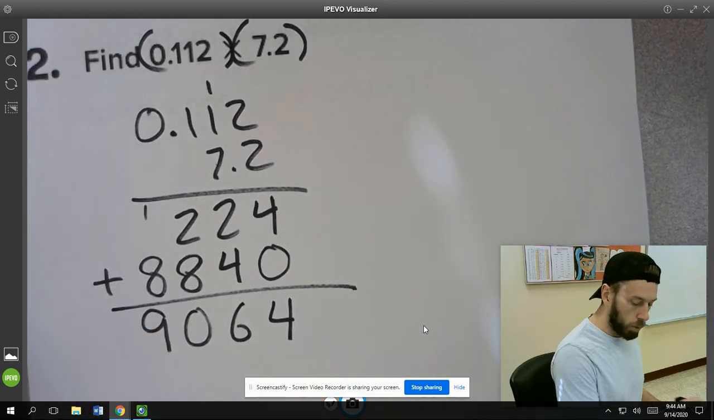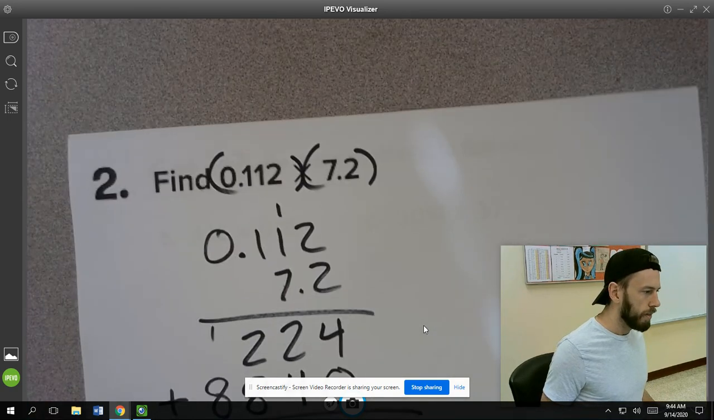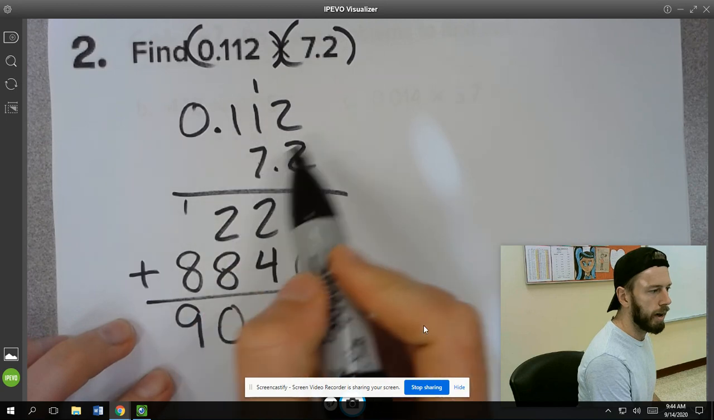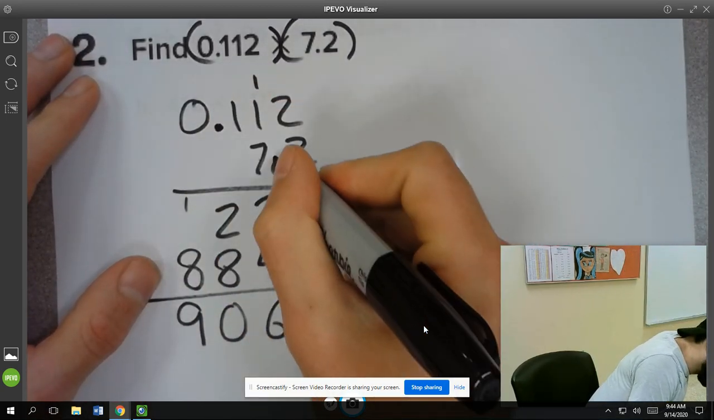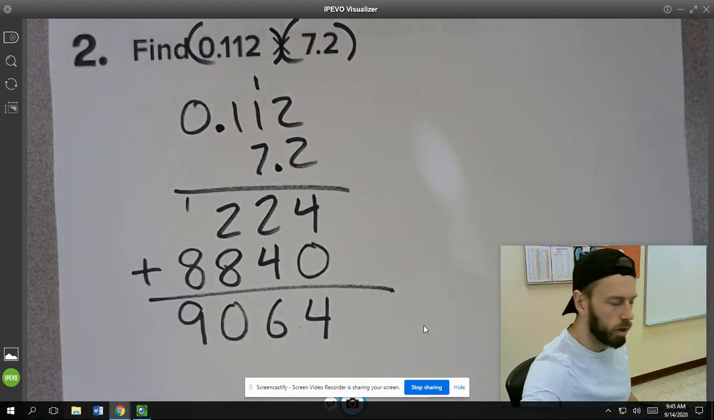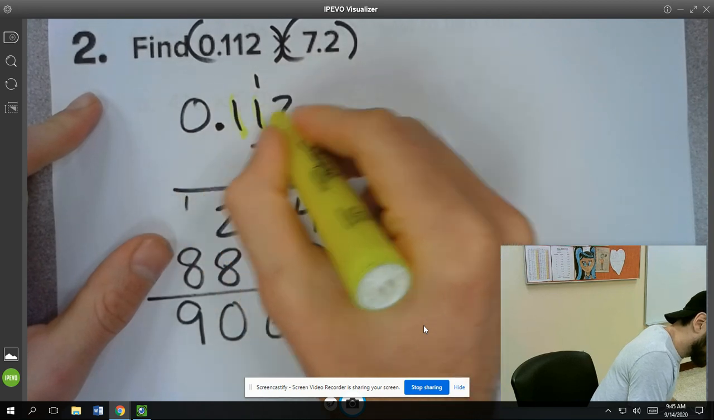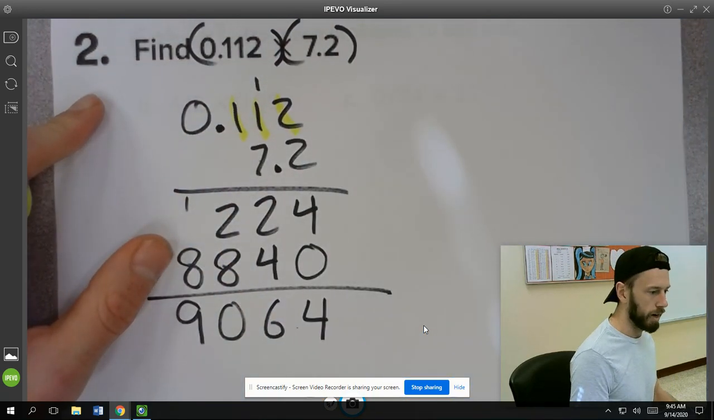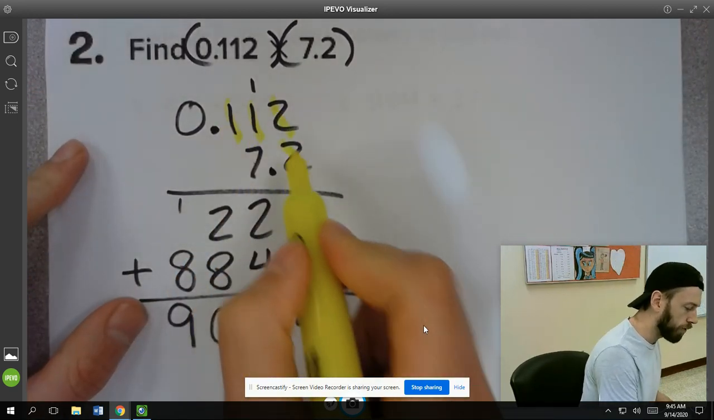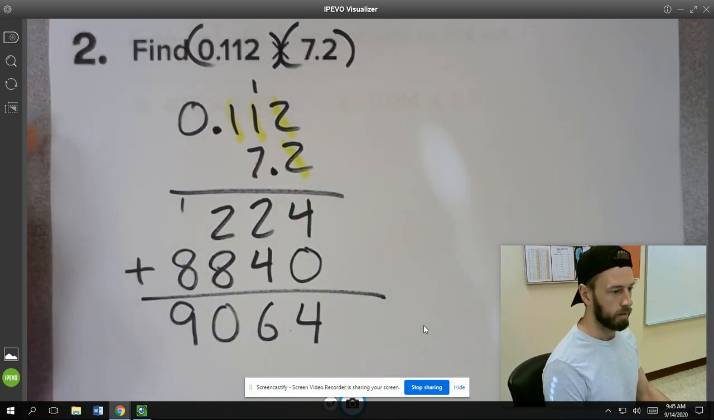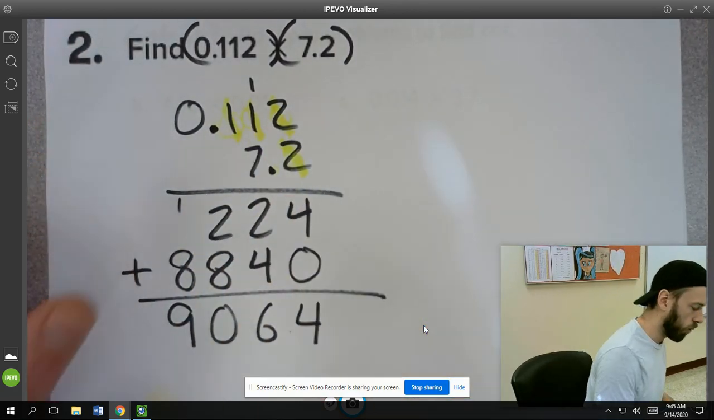So now we need to apply step number 2. Total the number of decimal places in the factors. That means we need to go into our problem now and find out how many decimal places there are. And we're talking about the places to the right of the decimal. So we could now just count them. There is 1 here, 2, and 3 on that number. And then there is 1 on this number. For a total of 1, 2, 3, 4 places to the right of the decimal in these numbers.